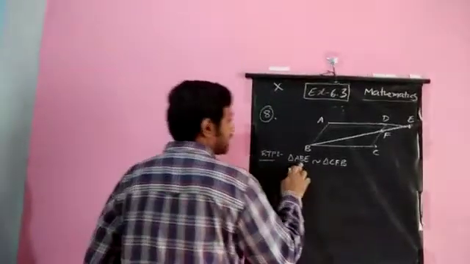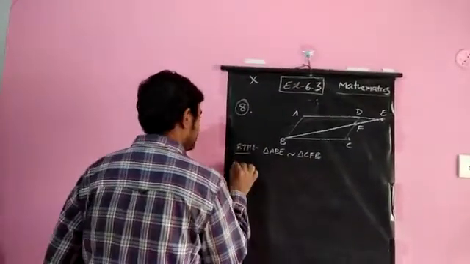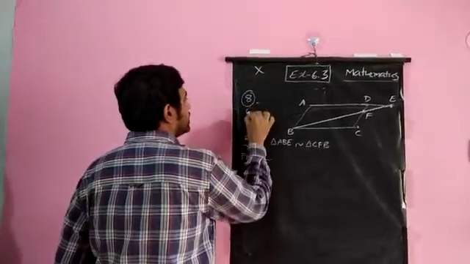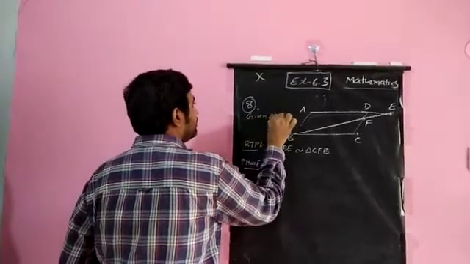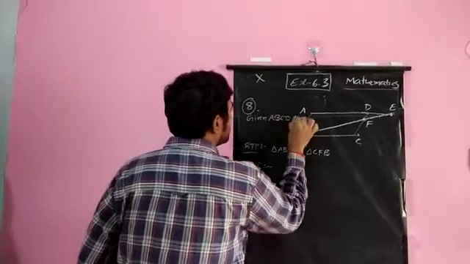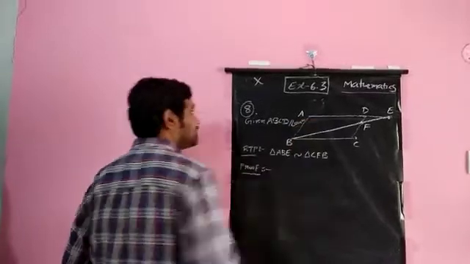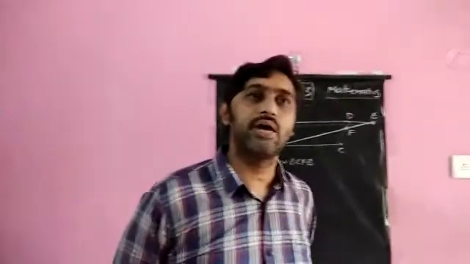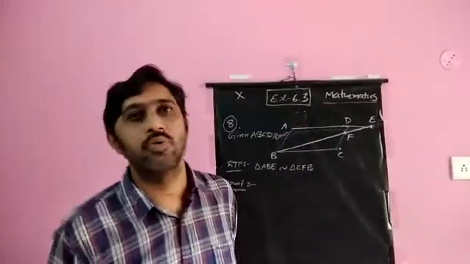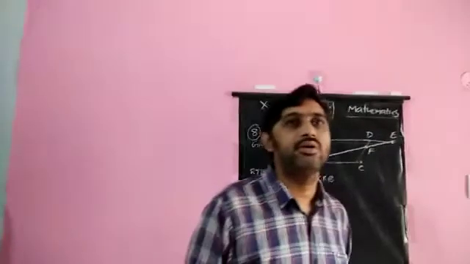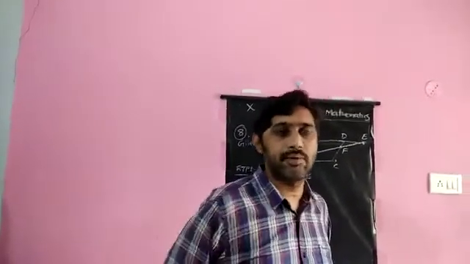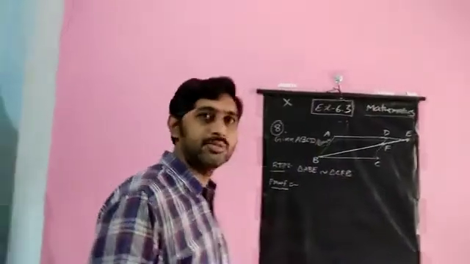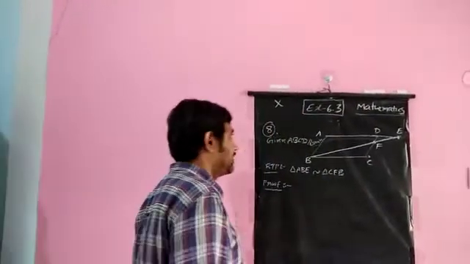So our RTP is triangle ABE is similar to triangle CFB. In the given part, write ABCD is a parallelogram. And what are the properties of a parallelogram? A parallelogram is a quadrilateral in which both pairs of opposite sides are parallel and equal. Opposite angles of a parallelogram are equal. Adjacent angles of a parallelogram are supplementary. And the diagonals of a parallelogram bisect each other.